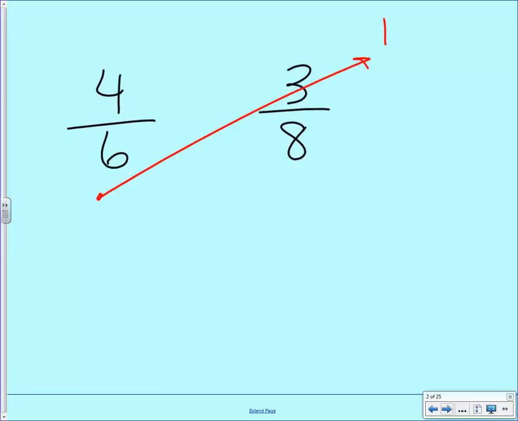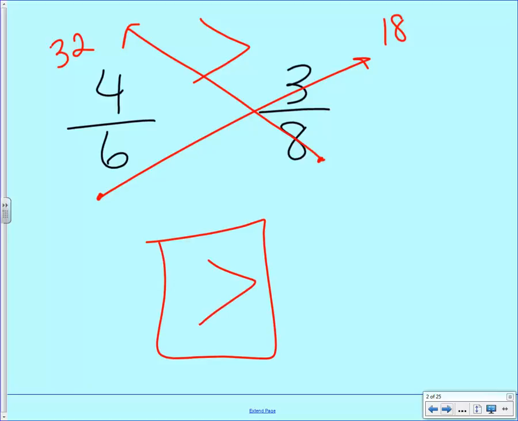So 6 times 3 gives me 18. Multiply on the other diagonal, and I get 8 times 4, which gives me 32. And so I look at this and I say 32 is bigger than 18, so the mouth that goes in there needs to eat the 32, and so my final answer is this symbol right here, and that symbol is greater than. Okay, let's do one more and then we'll move on to some fraction work with order of operations.